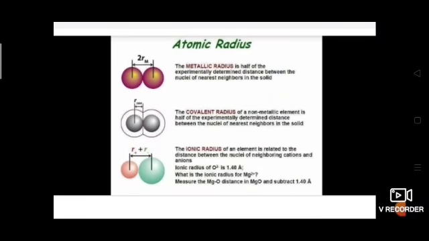Metallic means it is a half of the approximately determined distance between nuclei nearest neighbor of two atoms in the solid state. So two atoms. This is known as metallic. First one is metallic radius, second one is covalent radius, and third one is ionic radius, related to the distance between nuclei of neighboring cation and anion, that is known as ionic radius.